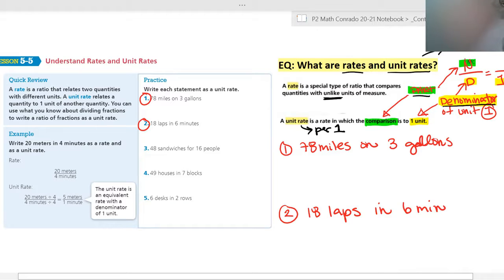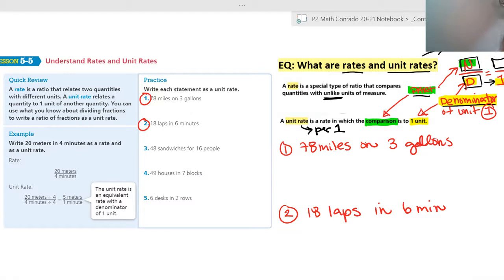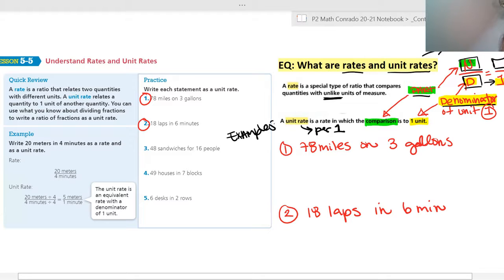So our comparison is going to be the part that we are comparing to every one of that measurement. This would be our numerator. And then every 1 unit is going to be our denominator, because that's the total of what we are comparing it to. So now let's move on to our examples.